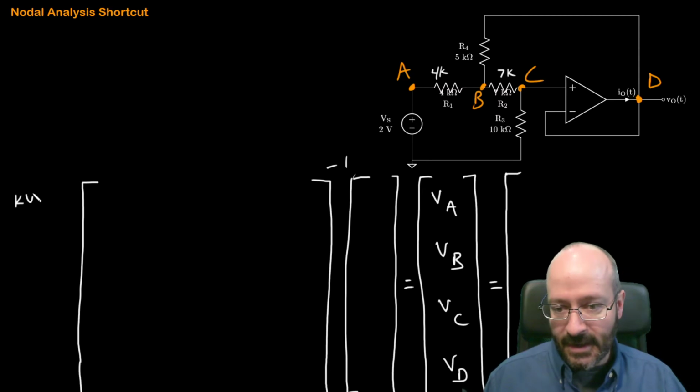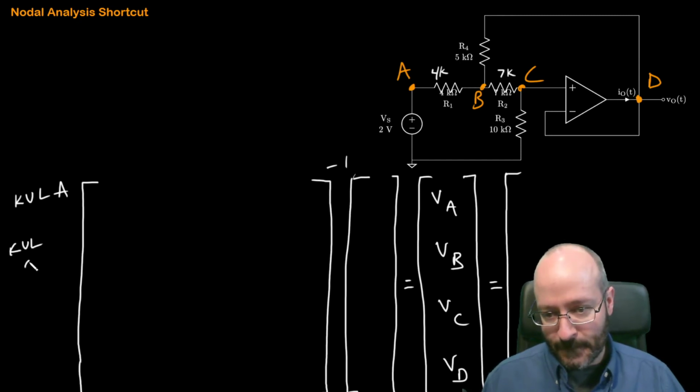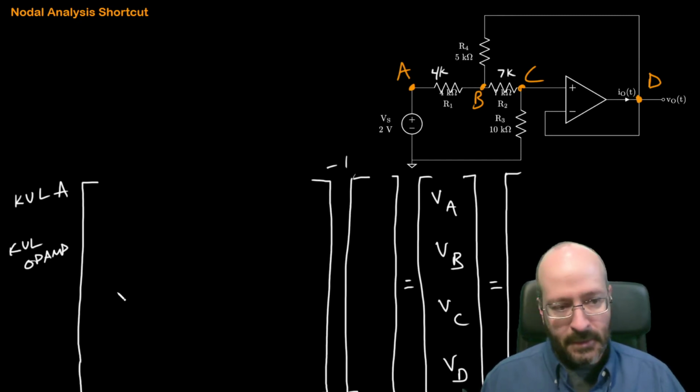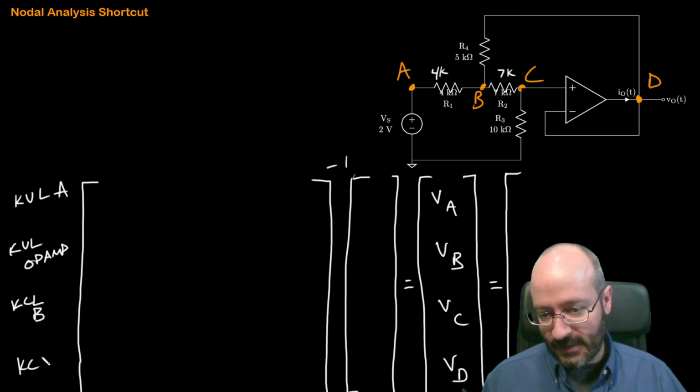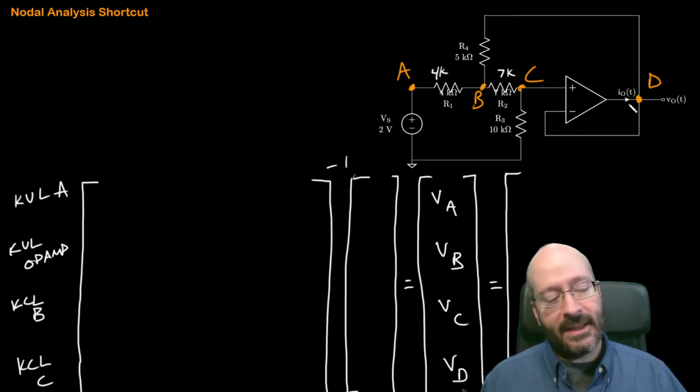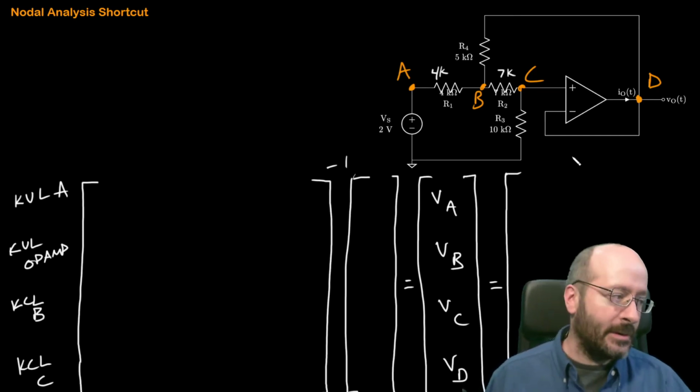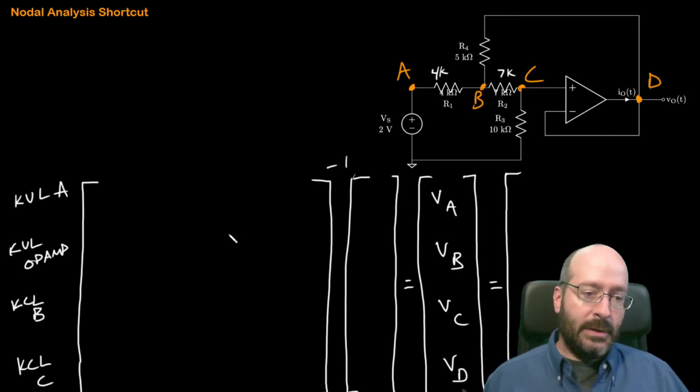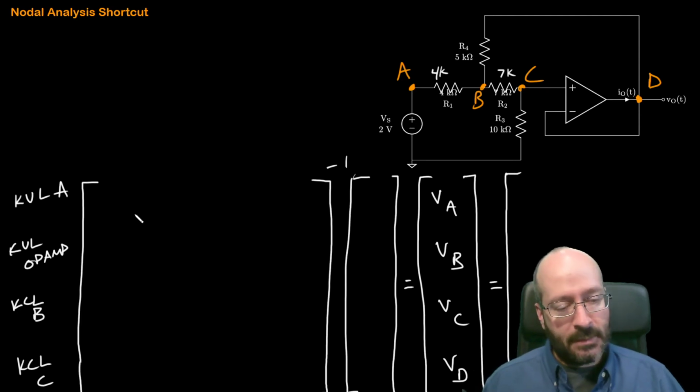I see I need a KVL for A because of that voltage supply. I need a KVL for the op amp. Okay, I need 2 KCLs. Can't do it at A. B looks like a good candidate. C looks like a good candidate, and that's it. If I try to write a KCL at D, I'm going to add another unknown, and then I'm going to need another equation. So don't do it if you don't need to. Keep it as small as you can.